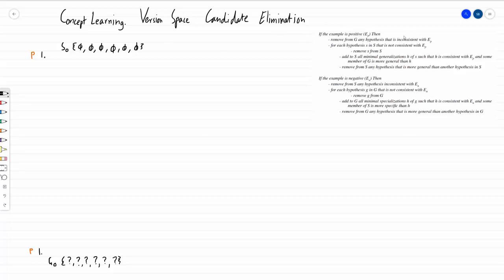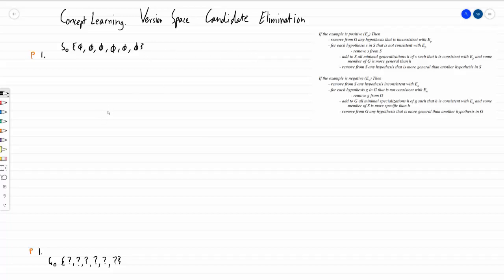Remove from G any hypothesis that is inconsistent with EP, which is the example that's positive. Now, our example accepts everything, so it is most certainly not inconsistent. Basically, in this case, we're treating consistency as, does it accept it? Does it match this rule? And this rule says allow anything and everything into each element, so of course that works. This one, though, says allow nothing, so that one doesn't work.